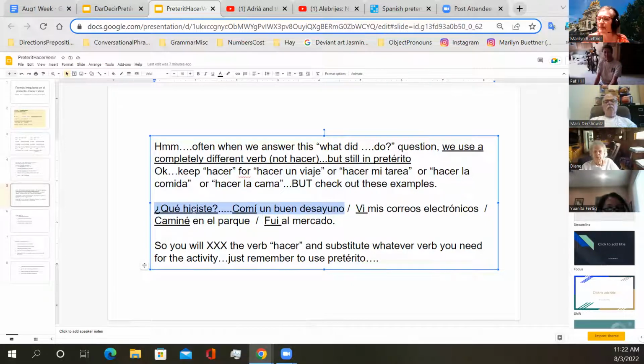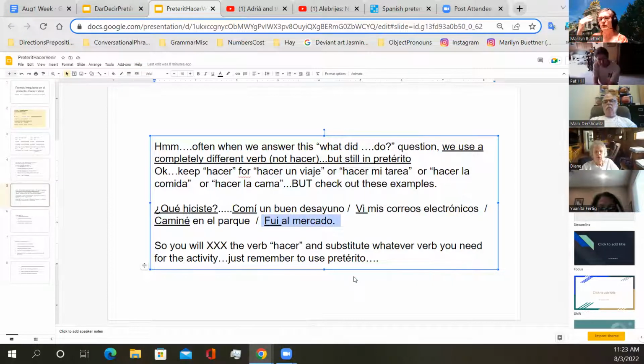Much of the time. ¿Qué hiciste? What did you do? Vi mis correos electrónicos. I saw my emails. ¿Qué hiciste? Caminé en el parque. I walked in the park. ¿Qué hiciste? What did you do? Fui al mercado. I went to the market.